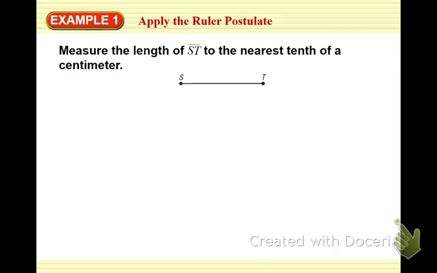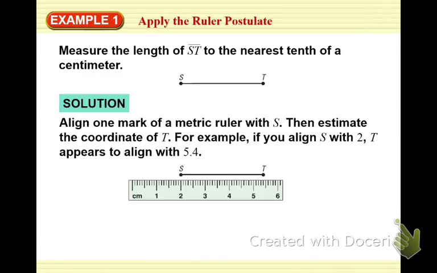There's another postulate called the ruler postulate. And the ruler postulate pretty much just says that every point has a one-to-one correspondence with a coordinate. And basically that just means that we can take a ruler and measure a segment. So if we want to measure the length of ST to the nearest tenth of a centimeter, all pretty easy. Take a ruler with some centimeters on it.